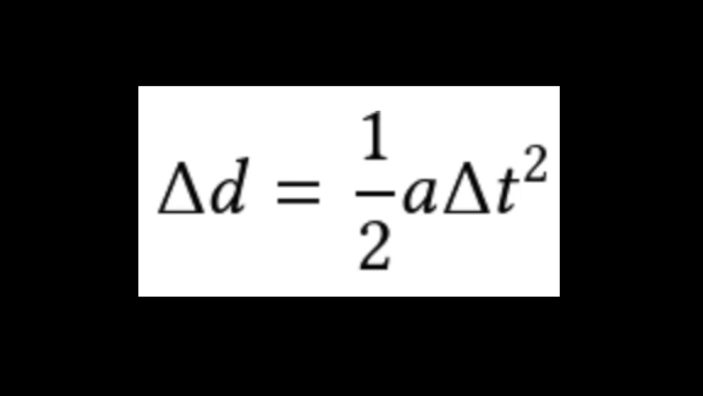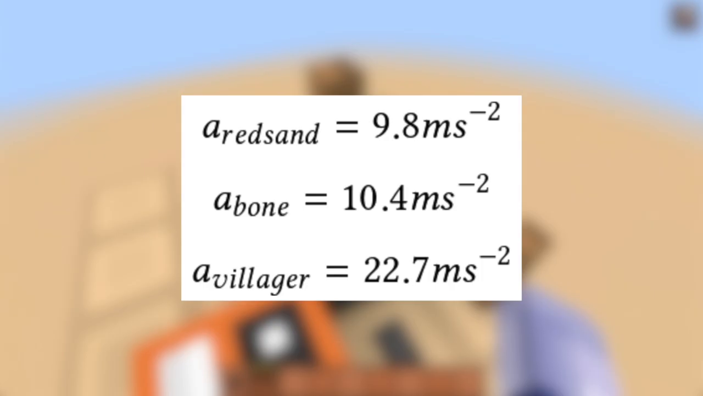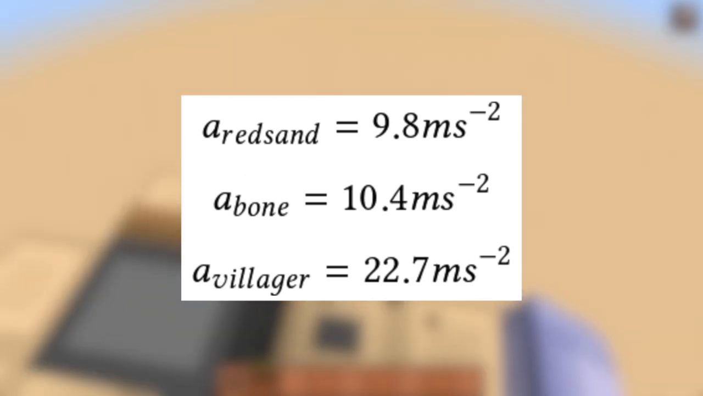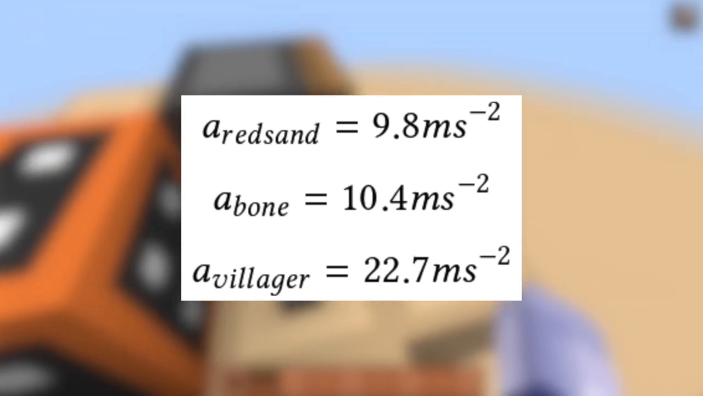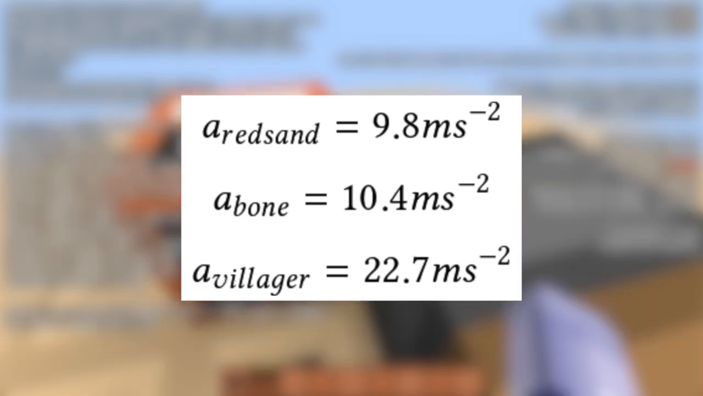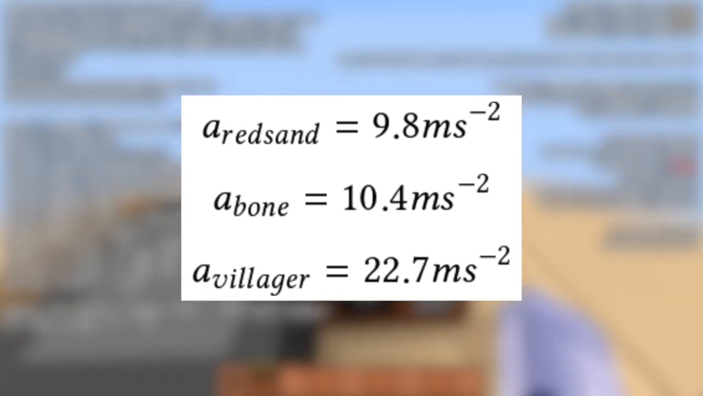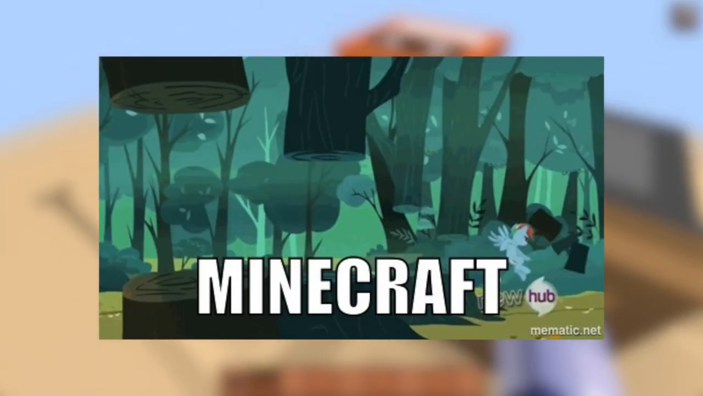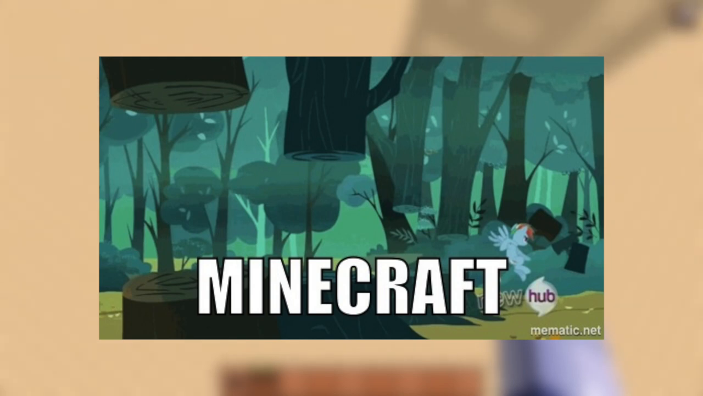By applying the numbers into the equation from the beginning, we get 3 different values of gravity: 9.8 meters per second squared for the sand block, 10.4 meters per second squared for the bone item, and 22.7 meters per second squared for the villager. From this, we can conclude that Minecraft's physics does not resemble real-life physics. After all, it's just a video game.